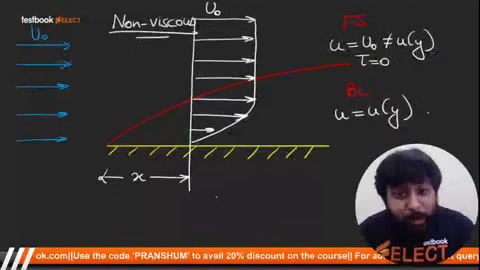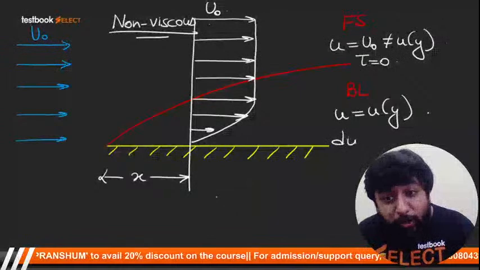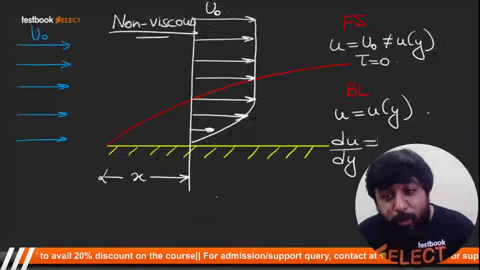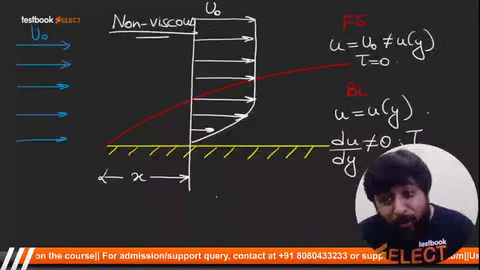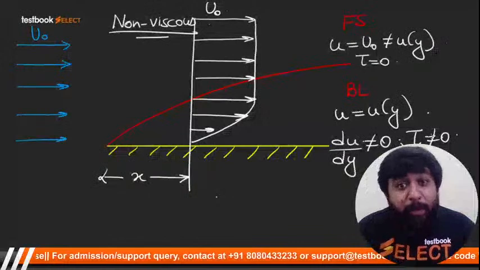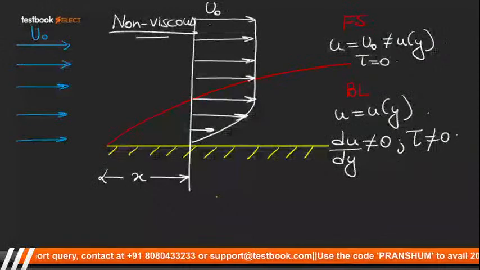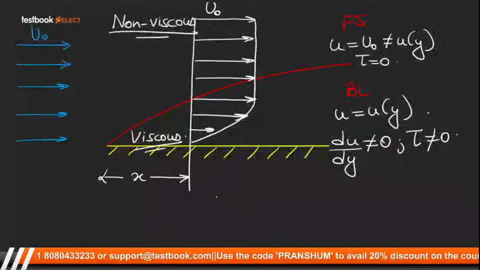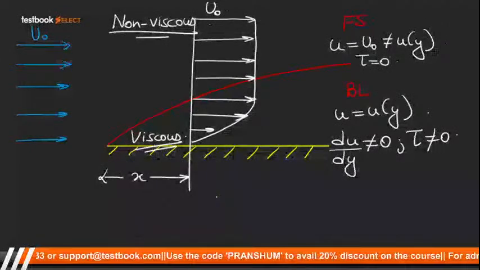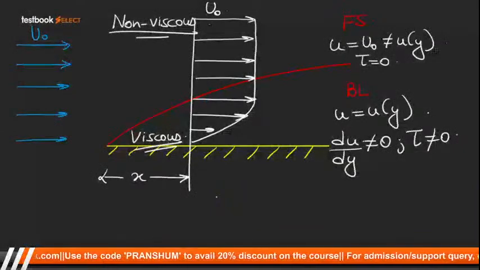But in the boundary layer, two adjacent particles have a relative motion, so du by dy is not equal to 0, which is also true because u is a function of y. If du by dy is not equal to 0, then tau is not equal to 0. So in the boundary layer you will see viscous stresses, shear stresses, and the flow is viscous in nature. So in the boundary layer, you cannot apply Bernoulli's equation because it is defined for ideal fluid. So this is the definition of free stream and boundary layer.